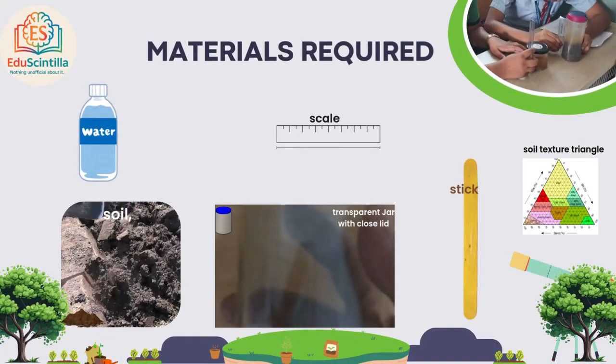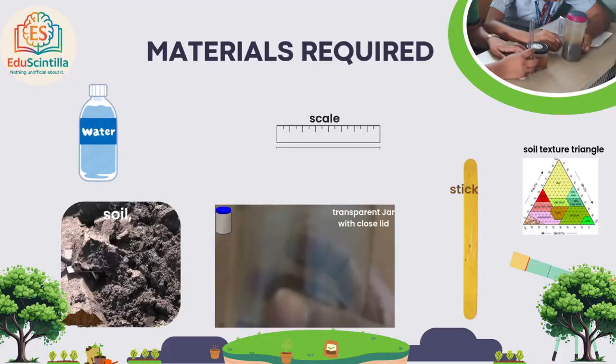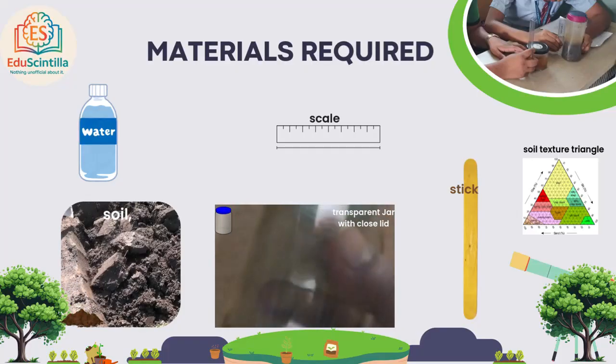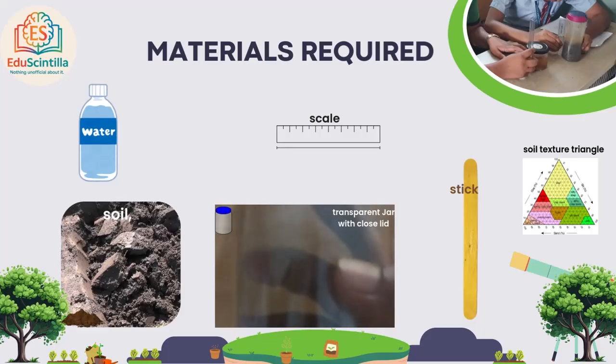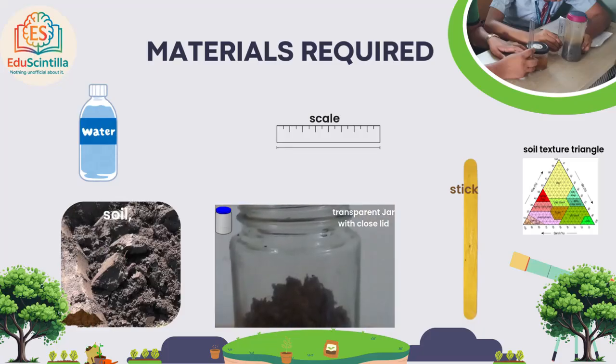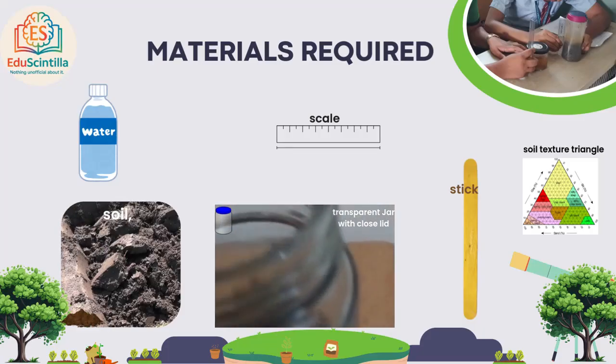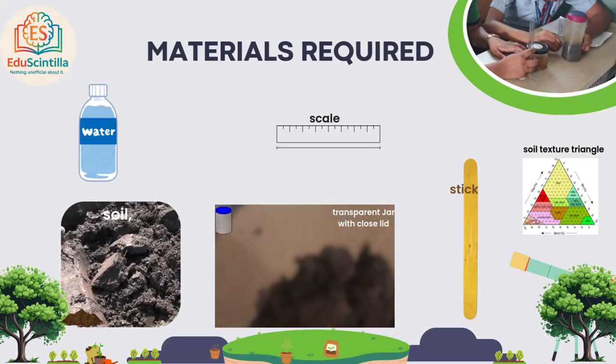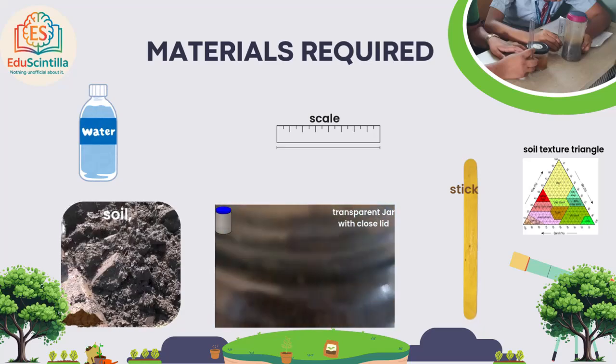Let us list out what we require for this experiment. First thing, take a transparent jar with a lid, a scale, soil, and water. Then we need a soil texture triangle. It's an instrument used both in the field and laboratory to determine soil type based on its physical texture. So let's see what has to be done with all these materials.